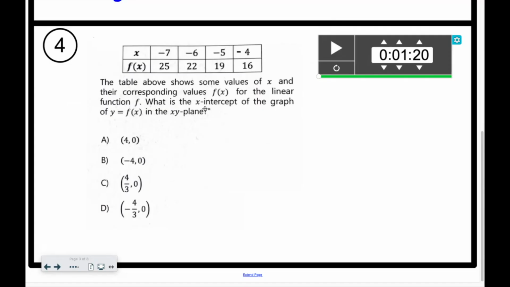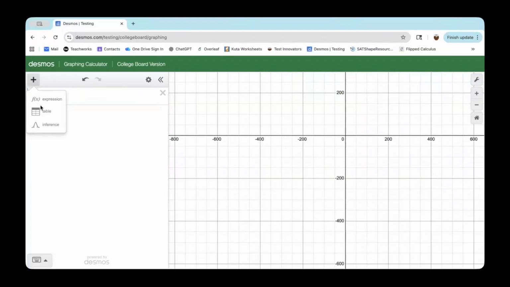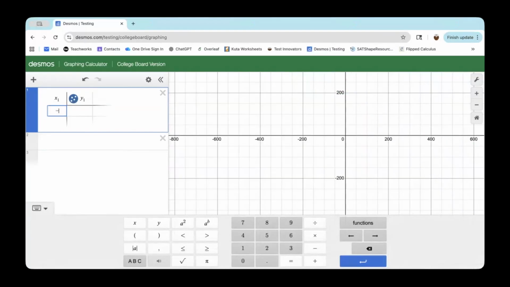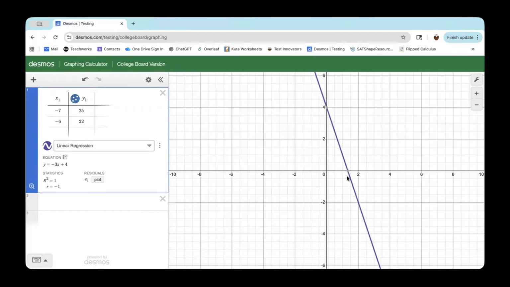So what I'm going to do is, we know that it's linear. They tell us that here. We only need 2 points for a linear. So I'm just going to use those 2 points. Let me jump over to Desmos. And what you do is you add a table, and then I'm going to put those 2 points. So -7, 25, and then -6, 22. Hit this button over here to add regression. Linear regression is the default. Let's recenter this, and then just go right there.